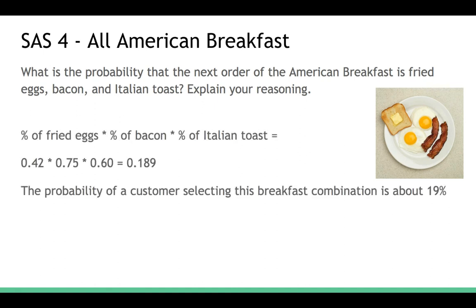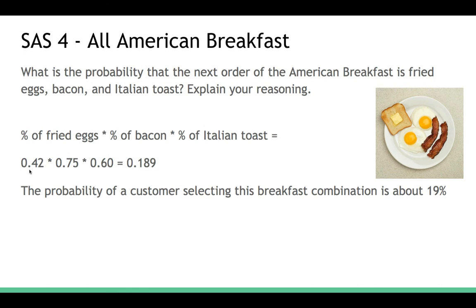It's the percent of the fried eggs times the percent of the bacon times the percent of the Italian toast. So when you do a tree diagram and you have different percentages for each branch that you choose, you multiply through those particular percentages, or in this case, the decimals. You would have to change it to the decimal equivalent of the percentages.